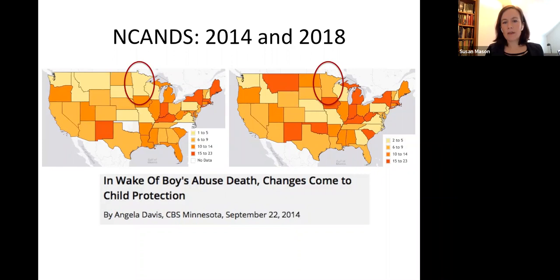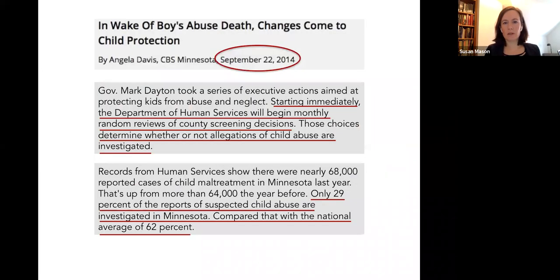So when this came out, the governor actually convened an expert panel and they made a bunch of recommendations. And here's a little bit of news coverage. You can see that it says here that starting immediately, the Department of Human Services will begin monthly random reviews of county screening decisions. And these choices determine whether or not allegations of child abuse are investigated. And then I also just want to point out this other little tidbit here, which is that only 29% of reports of suspected child abuse are investigated in Minnesota compared to a national average of 62%.